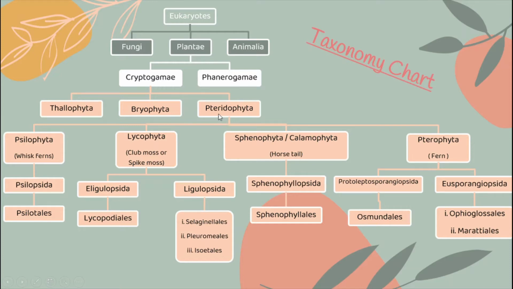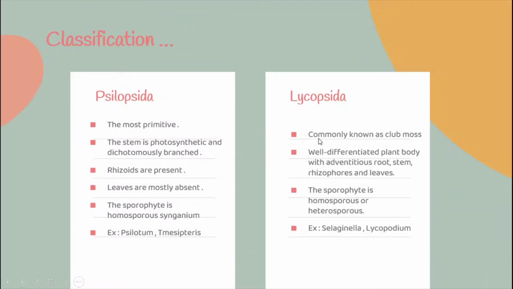Then the orders, which are Psilophyta, Lycophyta, Sphenophyta, and Pterophyta. There are a few of them: Psilophyta is the whisk fern, Lycophyta is club moss or spike moss, and we will talk about all of this after this fern. And also the classes, which are Psilopsida, Lycopsida, Sphenopsida, Filicopsida, Protoleptosporangiopsida, and Eusporangiopsida. We'll talk about this in the classification.